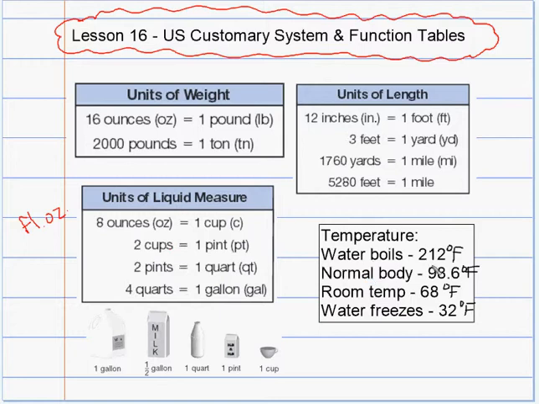When dealing with temperature, we use the Fahrenheit system. So water boils at 212 degrees Fahrenheit. Normal body temperature is 98.6 degrees. Room temp 68 degrees, and water freezes at 32 degrees Fahrenheit.